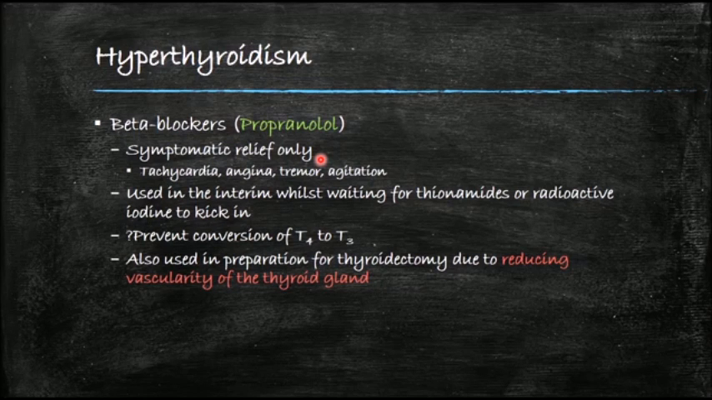Beta blockers also reduce the vascularity of the thyroid gland, and why might that be important? Yeah, so in surgery it's going to be a lot better because it means there's less of a risk of sequelae from the surgery.